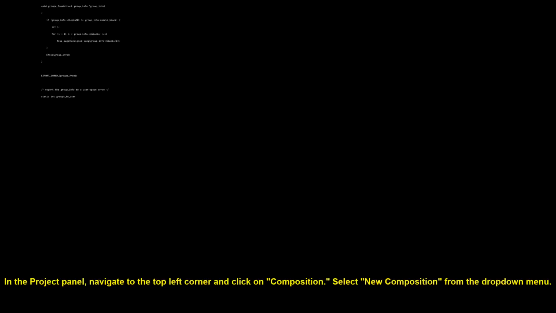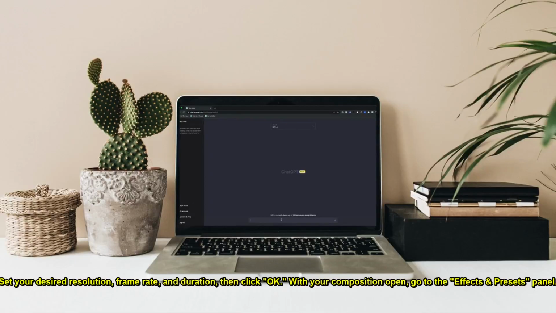In the project panel, navigate to the top left corner and click on Composition. Select New Composition from the drop-down menu. Set your desired resolution, frame rate, and duration, then click OK.